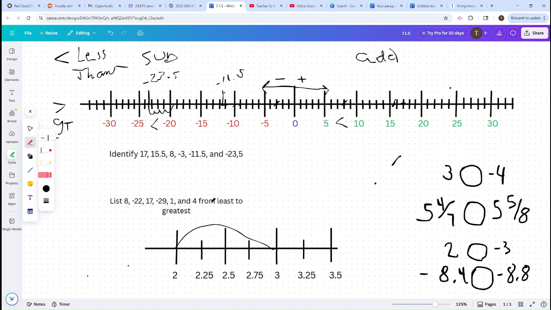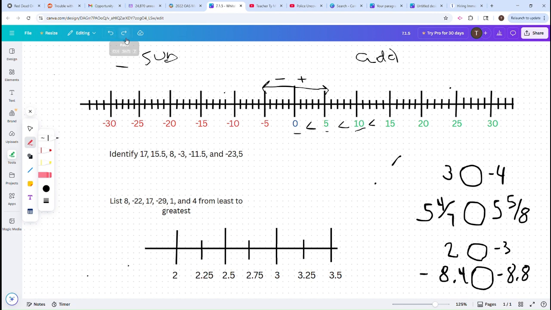Now, we've got another group of numbers like that, but we're going to put them in order from least to greatest. And remember, the number that's furthest to the left is the least. So the biggest negative number is the smallest number. So let's start with that one. Looks like negative 29. That is the least. And then let's see what's the next number. Negative 22. Okay, it's right there. It's bigger than negative 29, right?